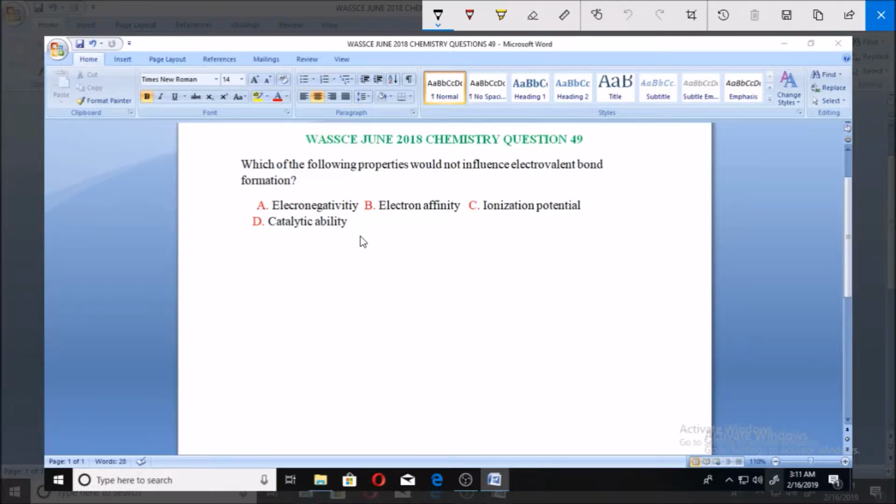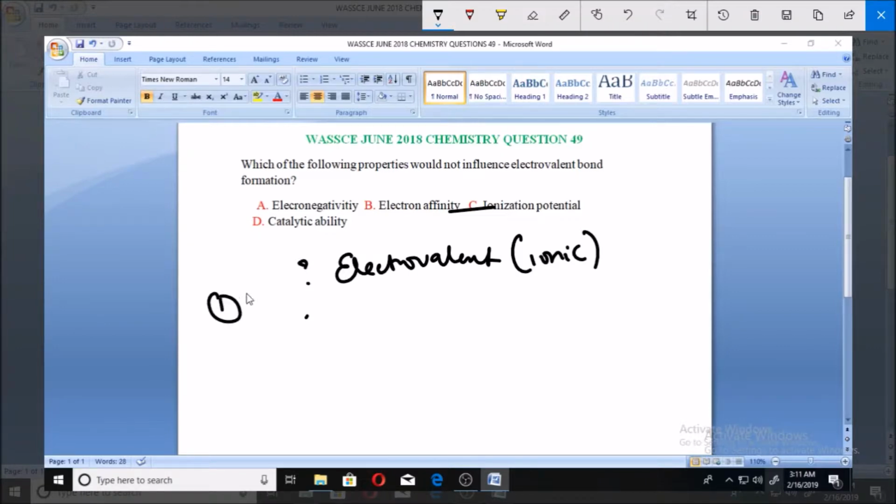Now, whenever you hear about electrovalent bond formation, just know that we are talking about ionic bonding. Know that we are talking about what? Ionic bonding. So what are the things that affect ionic bonding?